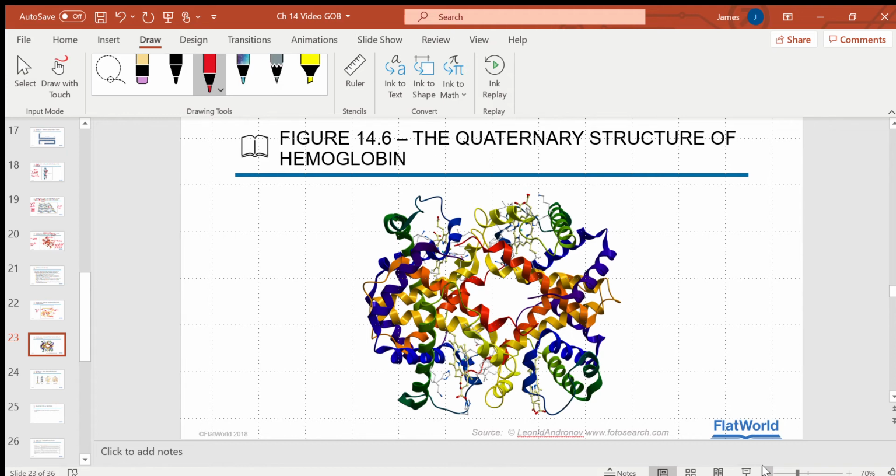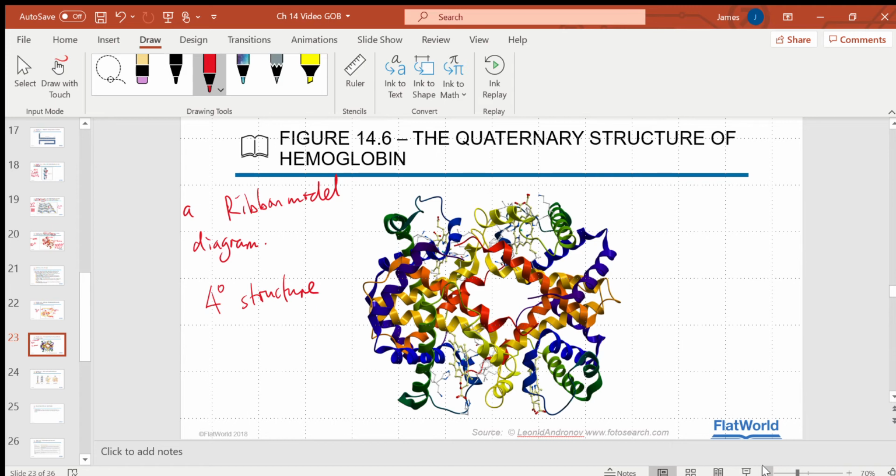Here's an example of hemoglobin, so the protein that's responsible for transporting oxygen around the body. And you can see it's a ribbon model diagram. So this is a ribbon model diagram. This actually exhibits quaternary structure. And this is definitely the go-to example that you'll typically find in a GOB class, or at least you want to not mess this one up.